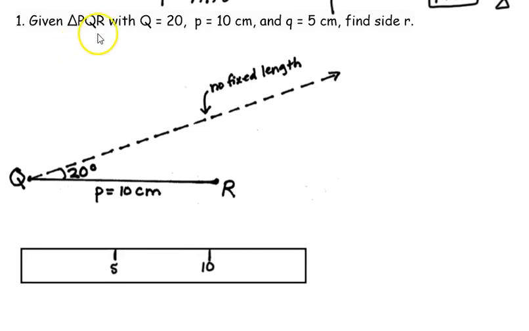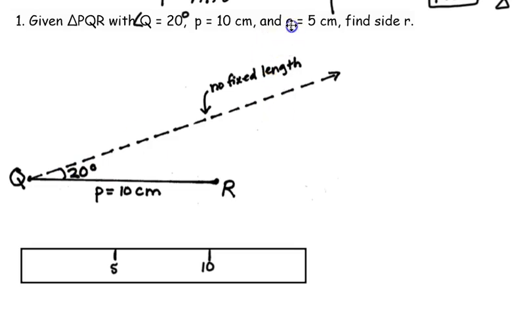We're given triangle PQR with one angle, so this is angle Q, equal to 20 degrees. Side P is 10 centimeters, and side Q is 5 centimeters, and we're supposed to find side R. This dotted line is where side R will be, but we don't know how long it is yet, so right now I just made it a dotted line to give us a side for this angle, but I don't know how long it will be.